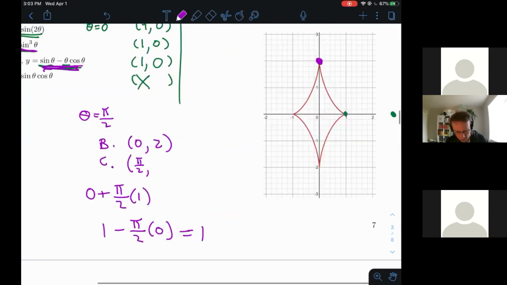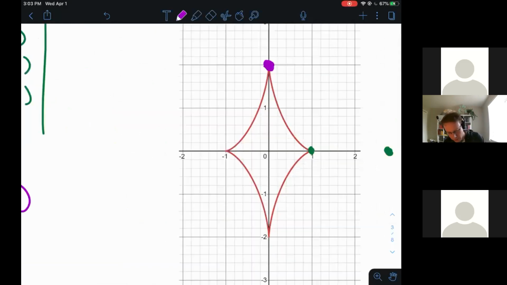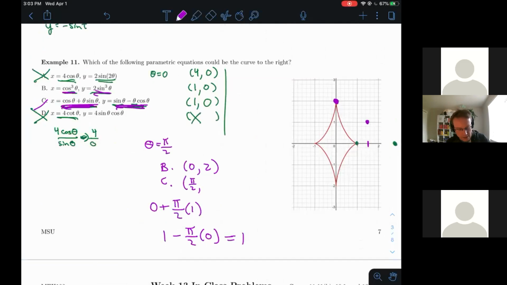Pi over 2, remember, is around 1.5, a little bit larger than that. And then the y value was 1. So this one is not on the curve. So the correct answer in this case is B. Again, this is a completely reasonable type of question that you could be asked on homework or quizzes or exams or anything like this.